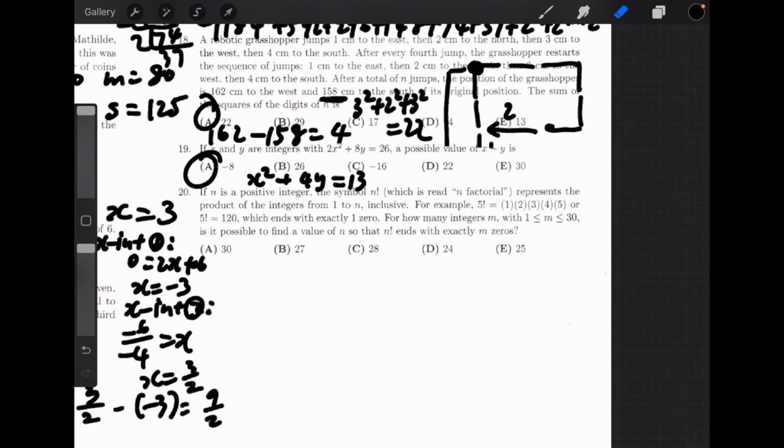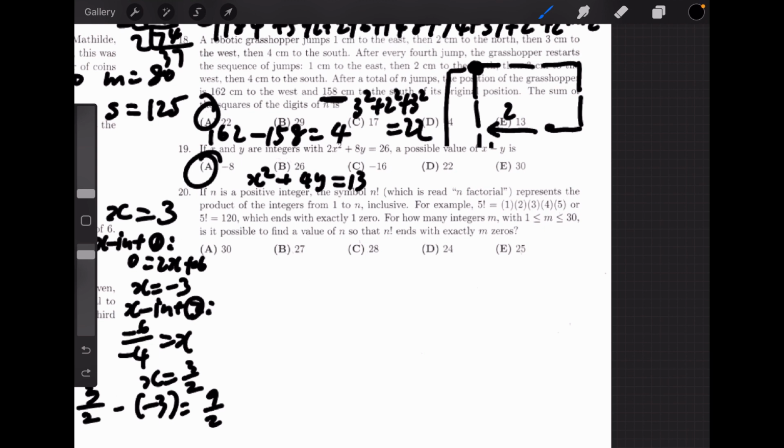Question 20. If n is a positive integer, the symbol n factorial represents the product of the integers from 1 to n inclusive. For example, 5 factorial equals 1 times 2 times 3 times 4 times 5, or 120, which ends with exactly 1 zero. For how many integers m with 1 less than or equal to m less than or equal to 30 is it possible to find a value of n such that n factorial ends with exactly m zeros?